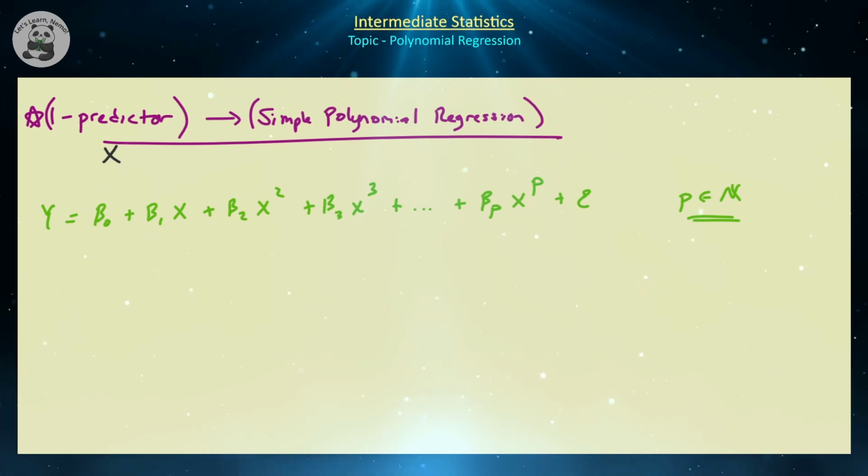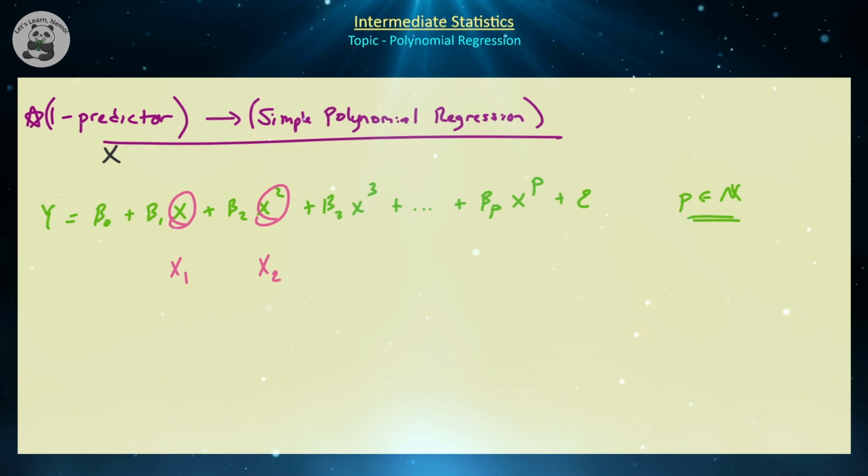And obviously, we can write this as a linear regression model by simply redefining what our coefficients are. Because x is just a variable, we can actually just call that x1. x squared is just another variable that happens to depend on x1, so we can just call that x2. We can call x cubed x3 and extend this all the way out to xp.